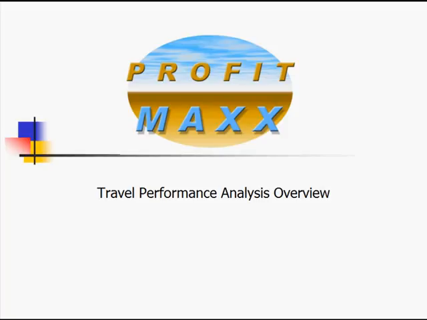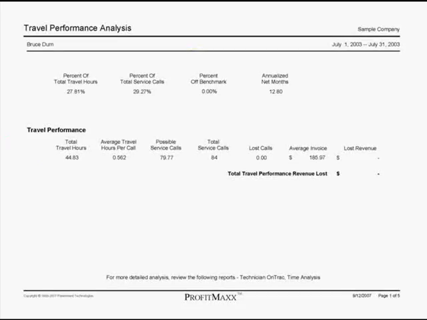For this tutorial, we'll be using the Travel Performance Analysis Report. When you run this report, ProfitMaxx will show you the travel performance for each technician on your team, as well as a summary for the team as a whole. We will go through each of the values on this report so you understand exactly what the report is telling you. Each technician is identified in the upper left-hand corner of the page. In this case, we're looking at Bruce Dern's travel performance.